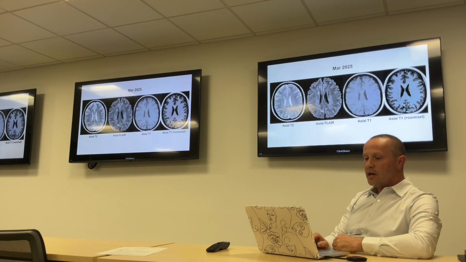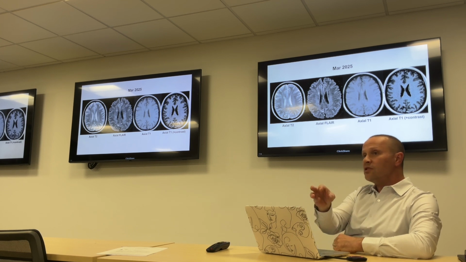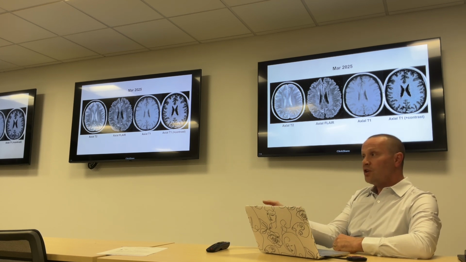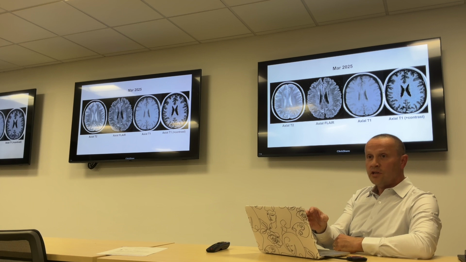Now if we look at this, the left two images are the same pictures we were just looking at on the last slide. There's that little new MS plaque. When I read an MS follow-up study, I'm looking to see if all the lesions that were there before are still there. Have they changed, or are there new lesions?